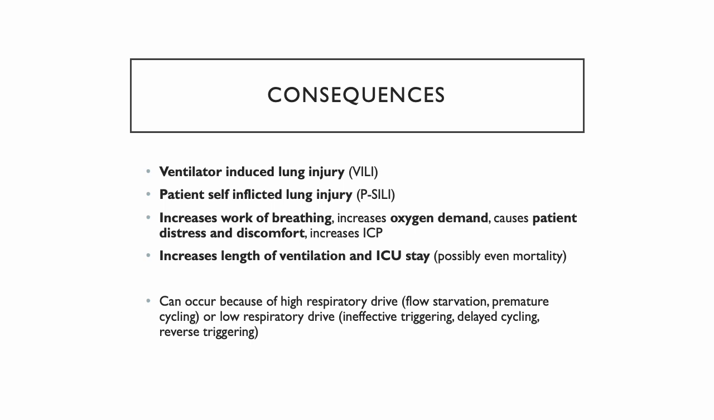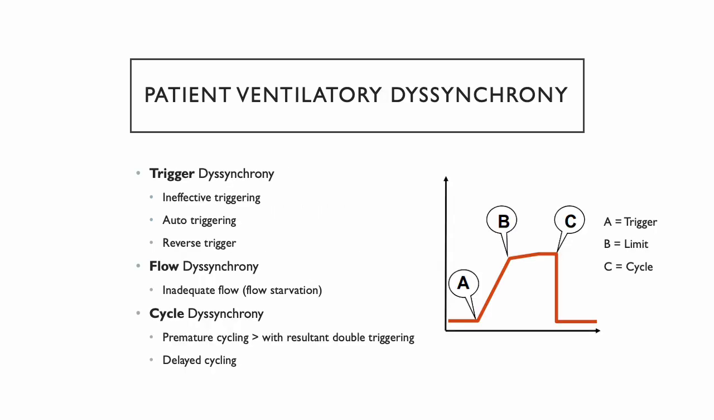Dyssynchrony can occur because of high respiratory drive, examples of which would include flow starvation, premature cycling, or low respiratory drive, examples of which would include ineffective triggering, delayed cycling, or reverse triggering. Today, we will be discussing common dyssynchronies you may encounter in the ICU.